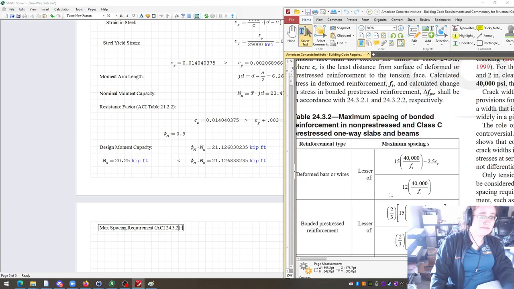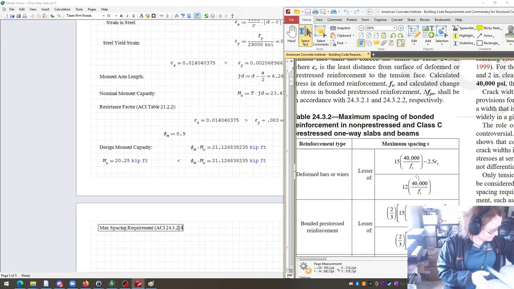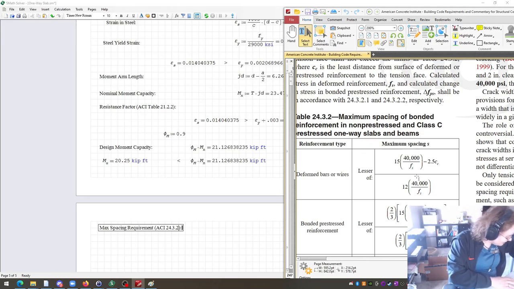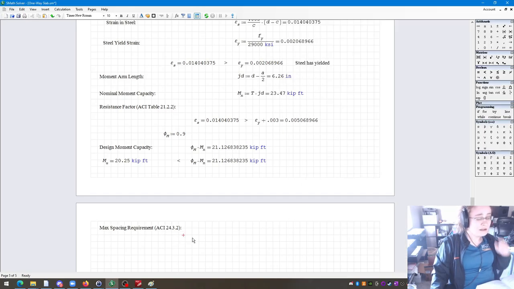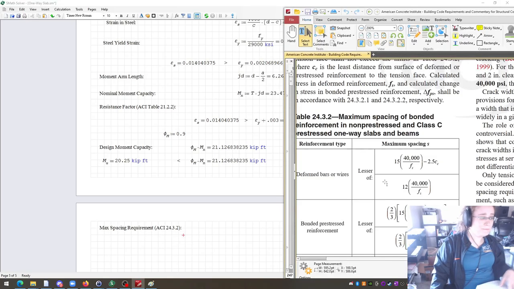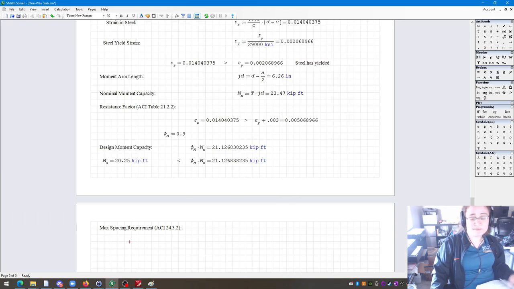And it is the lesser of 15 times 40,000 over fs, minus 2.5 cc. Now, what is fs? Well, we can go to our handy dandy table at the beginning of the book. And fs is the tensile stress in reinforcement. So it's the actual stress in reinforcement at service loads, excluding prestressed reinforcement. Now, since we've confirmed that our steel is going to yield, we won't need to necessarily worry about that. Our fs will just be equal to fy.